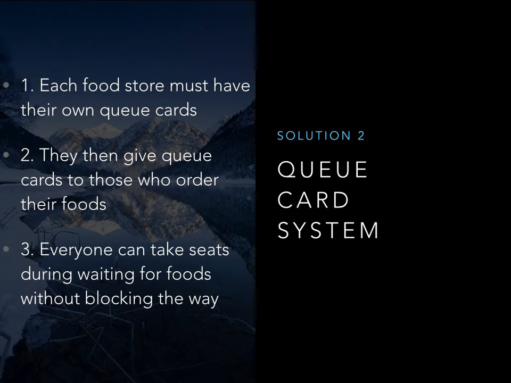For the implementation of the second solution, the queue card system: First, each food store must have its own queue cards. Then, they will give queue cards to those who order food. Now, everyone can take seats while waiting for food without blocking the pathway unnecessarily.